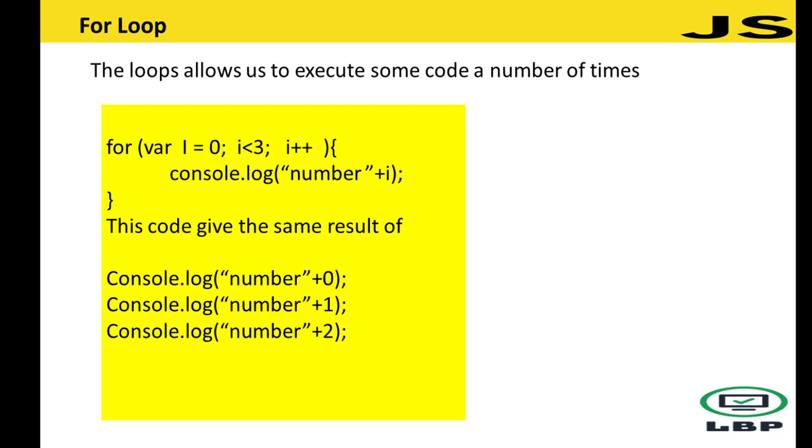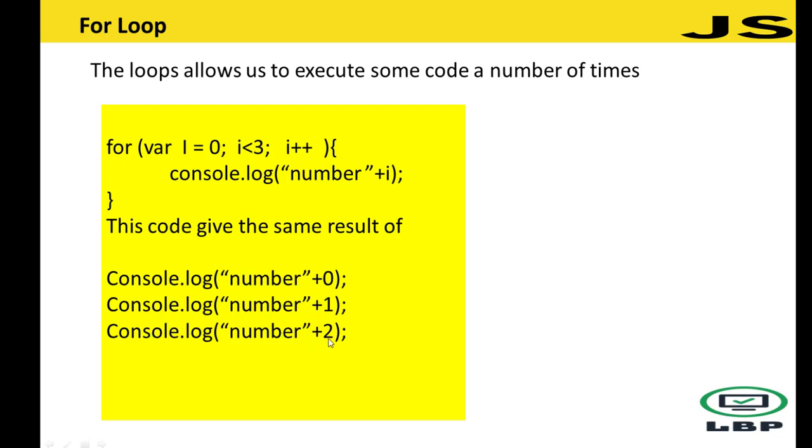For example, I have this simple example. Don't focus a lot on the syntax; we will talk about it in a while. For example, I want to console log number 0, number 1, number 2. See this example above. We have console log number plus 0, console log number plus 1, and console log number plus 2.